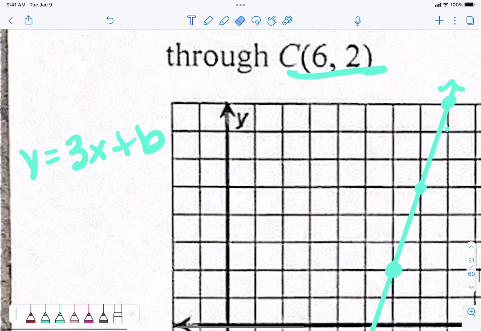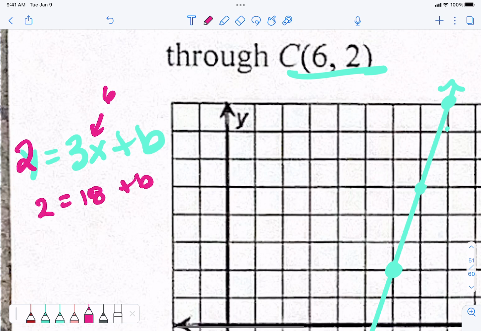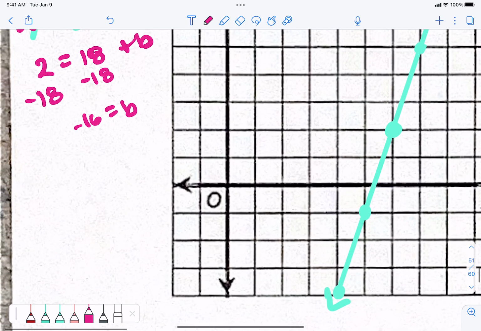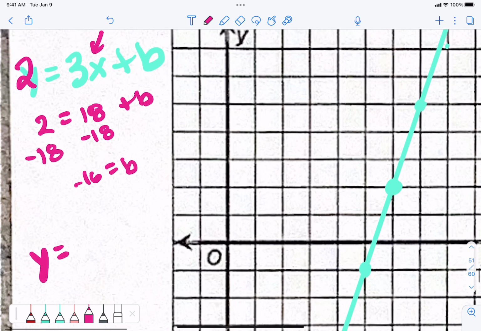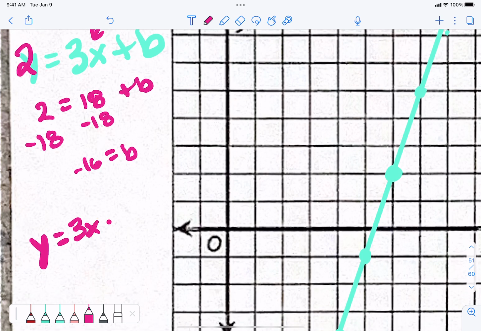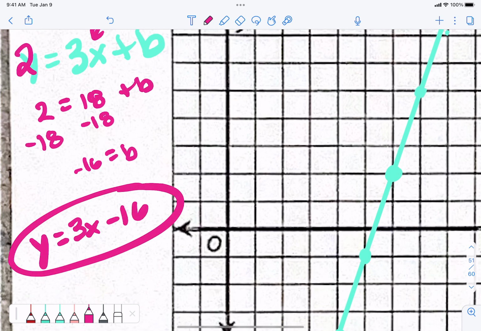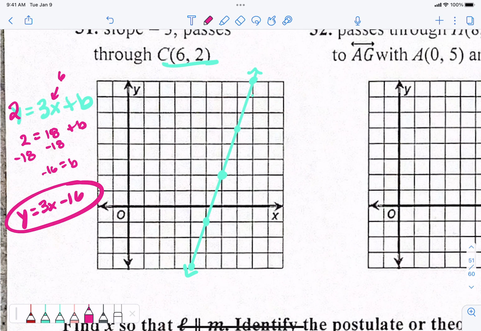Okay, so let's plug 6 and 2 in. 6 goes in for x, and 2 goes in for y. So 3 times 6 is 18, and I have 2 equals 18 plus b. If I subtract the 18 over, b will be negative 16. We said it was down there, a negative, so the entire equation will be y equals 3x minus 16, okay? So, there's that. Okay, good.